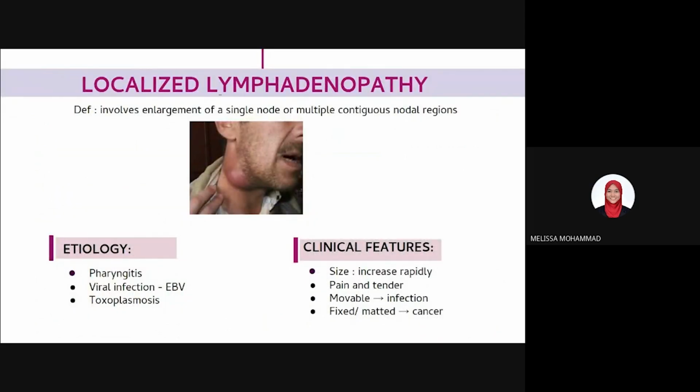The next differential diagnosis is localized lymphadenopathy. It is defined as enlargement of a single node or multiple contiguous nodal regions. The causes are pharyngitis, viral infections such as EBV, toxoplasmosis, and the clinical features: it also increases in size rapidly, and is painful and tender.